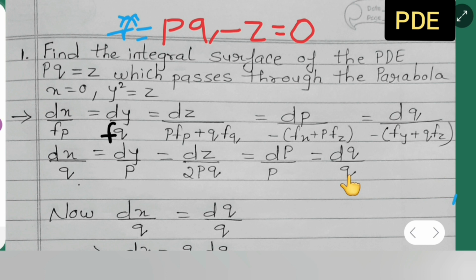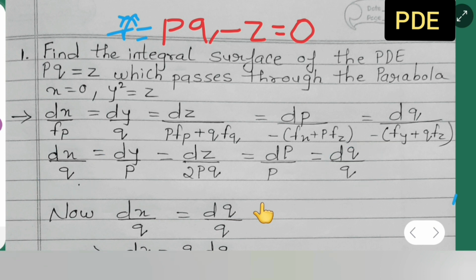Next part is what we all have to do. Take this. Now dx upon q. Take this part. Okay. Take this and this. Okay. Dx upon q is equal to dq upon q. Take this.